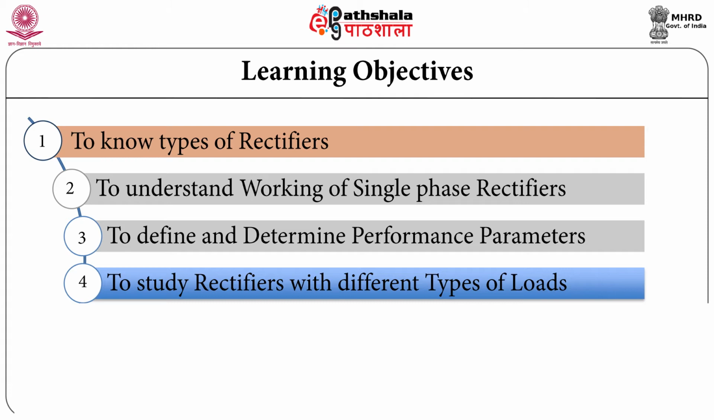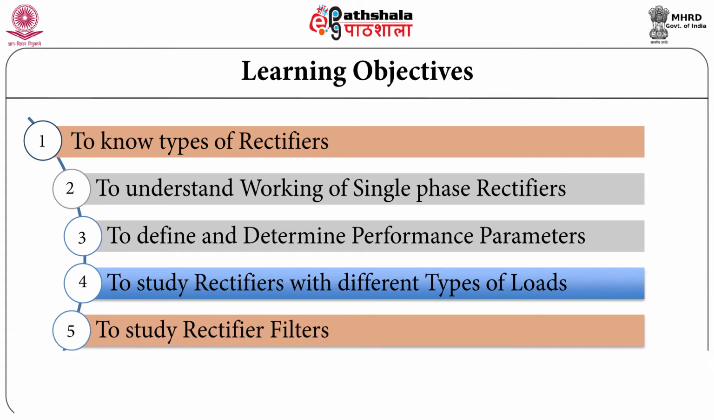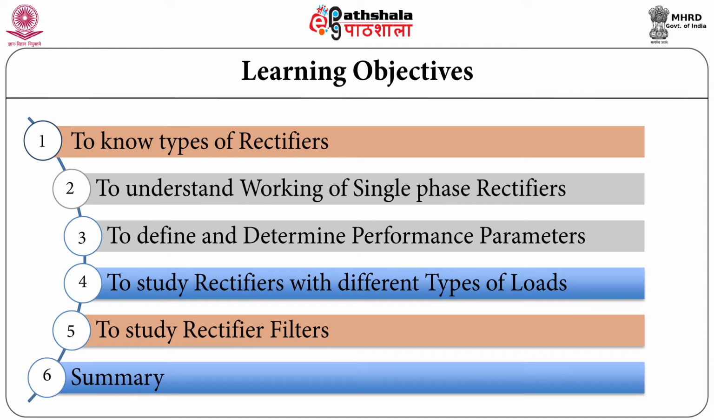After studying this, we will be studying types of filters. So where do we require filters? We will require filters at the output side of the diode rectifier and the input side of the diode rectifier. Output side filters are called DC filters, whereas input side filters are called AC filters. After studying this, we will end this module.